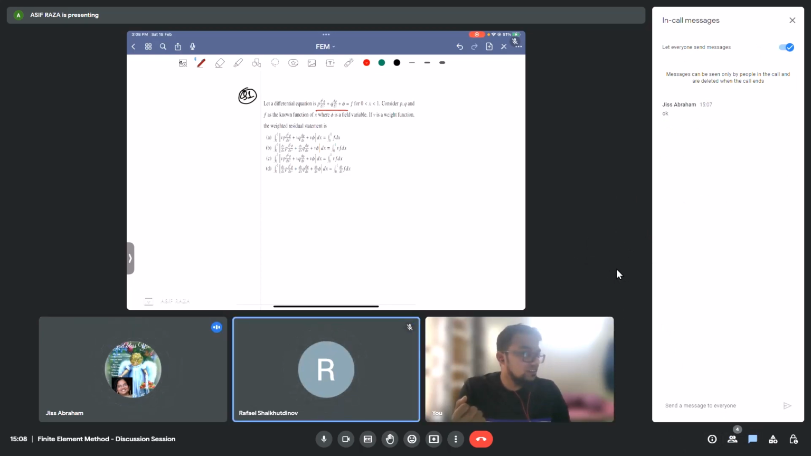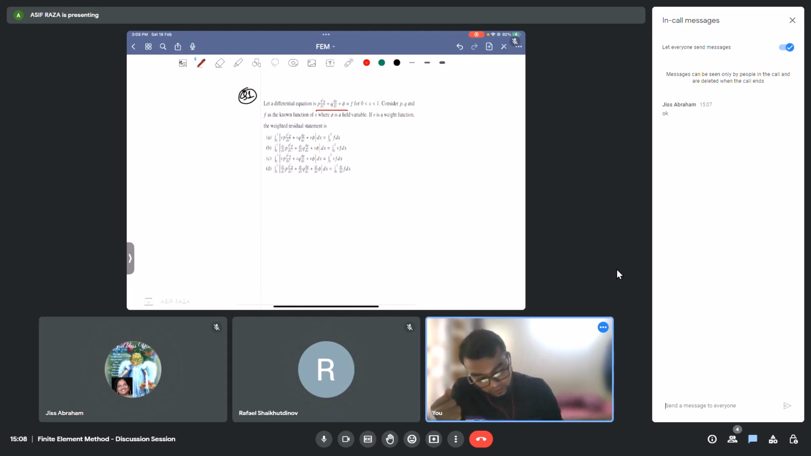It's C. Yes, the correct answer is C. And how do we get this? We have the differential equation as given already: p d2 phi by dx square plus q d phi by dx plus phi equal to f. If my phi is an actual solution, this governing differential equation will be satisfied at all points.